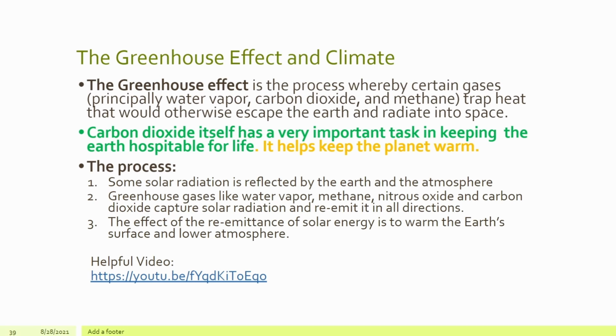This is the general process. Some solar radiation is reflected by the Earth and the atmosphere. Greenhouse gases like water vapor, methane, nitrous oxide, and carbon dioxide are able to capture or absorb some of this solar radiation, or let it bounce off of them and re-emit it in all directions. And some of that re-emittance does go back towards the Earth. And the effect of that re-emittance again is solar energy warming the Earth's surface and the lower atmospheric levels.